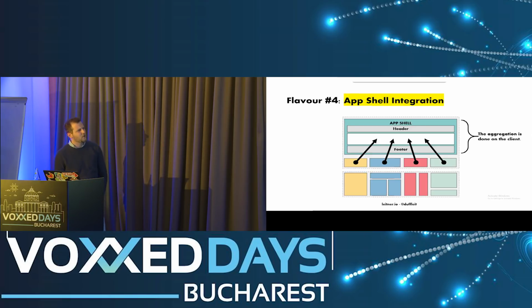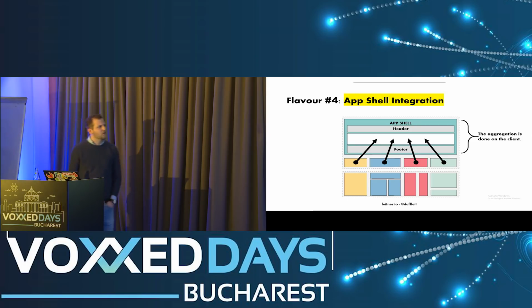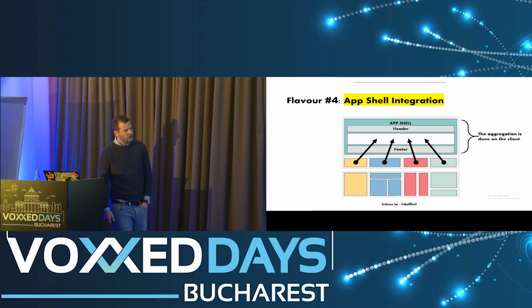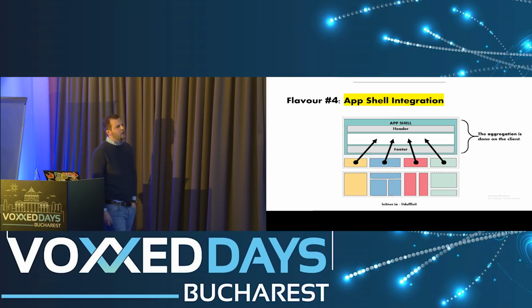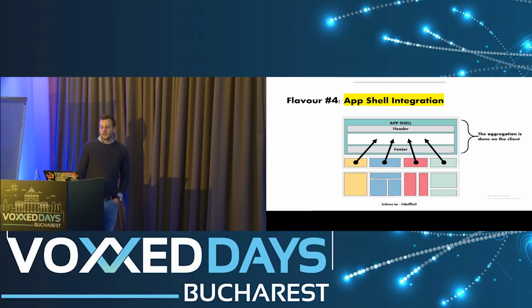App-shell integration is the way that we say, okay, we have some kind of shell which loads our micro frontends, right? So we have a shell where we say, okay, if we go to the product overview, we get the product micro frontend. If we go to the checkout overview, we get the payment micro frontend. And the aggregation is again done on the client, right? And the stuff is lazy loaded when you click on it, right?